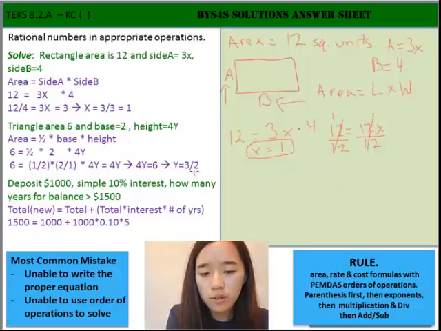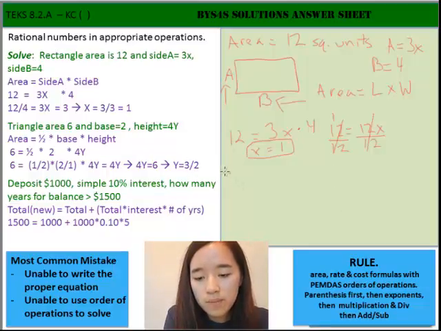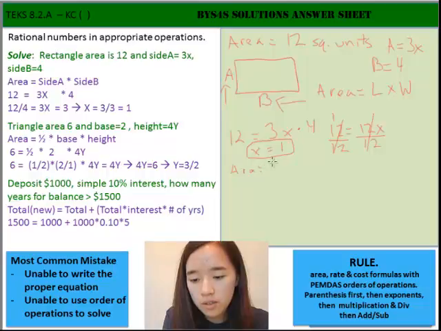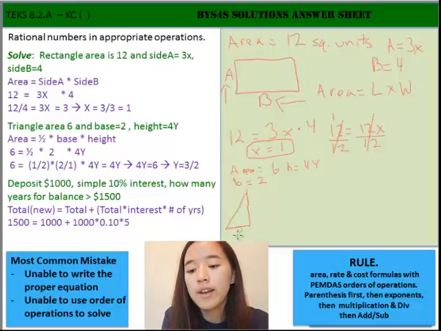We have a triangle. So we see that we are given the area of the triangle. It's 6 square units. Area equals 6. And the base is 2. And the height is 4y. Well, let's just draw a triangle just to help us visualize this problem. Here's the base down here, it's 2, and the height is 4y.